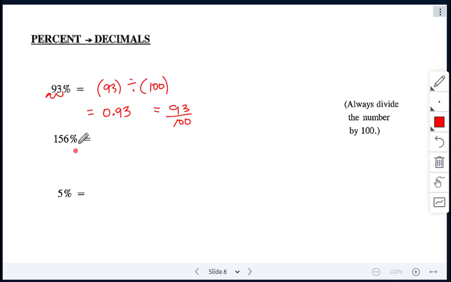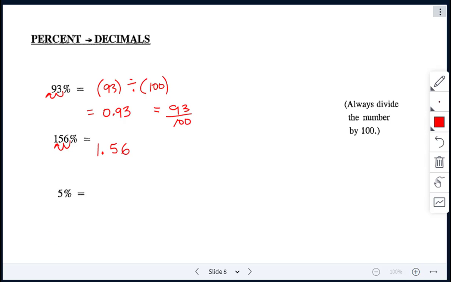All right, here we have 156%. So again, you're just moving your decimal point 2 to the left, or you can take 156 and divide by 100. I'm just going to move my decimal point to the left. 1, 2, my decimal point will go there. So it's 1.56 as decimal.